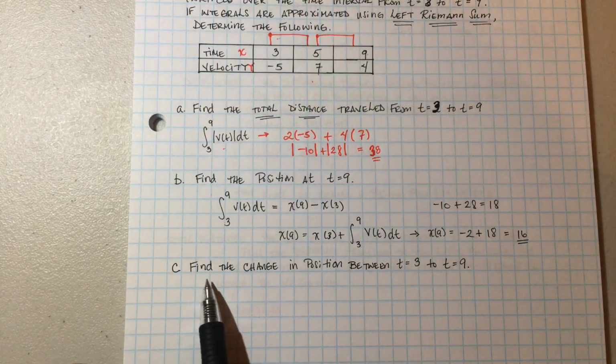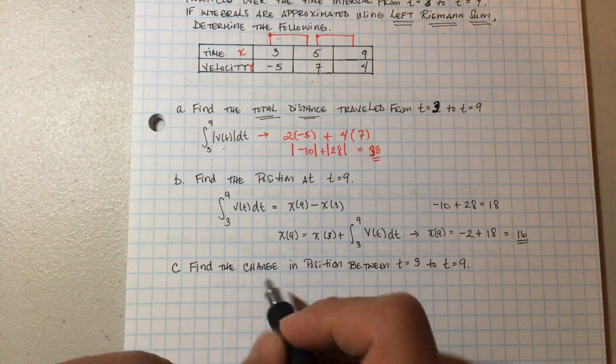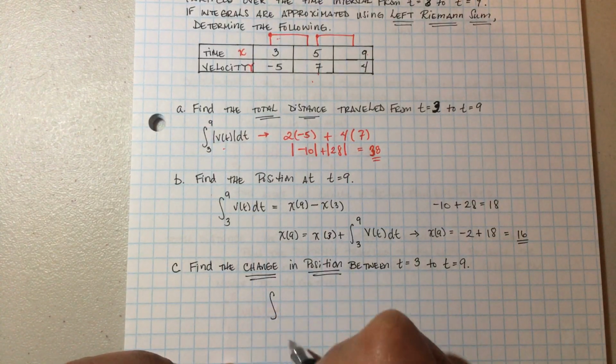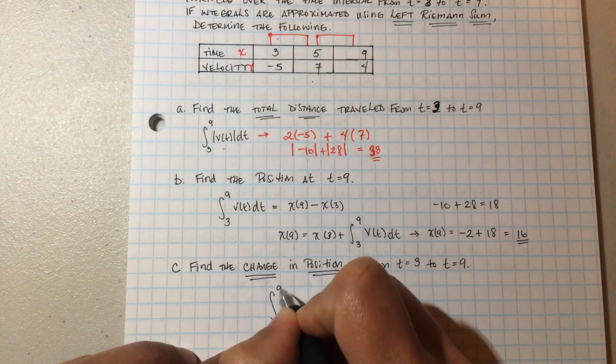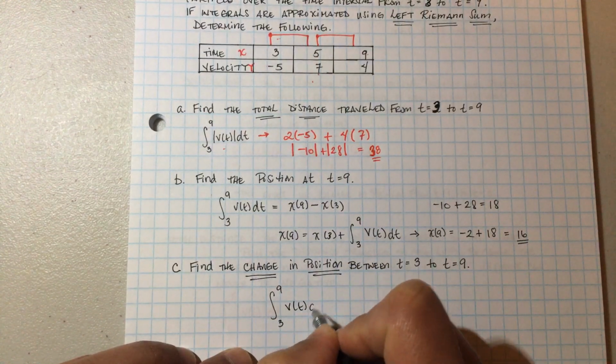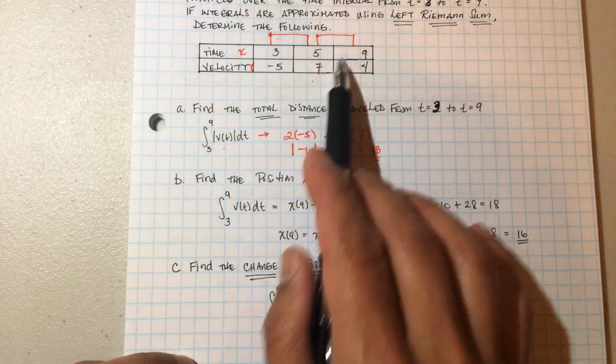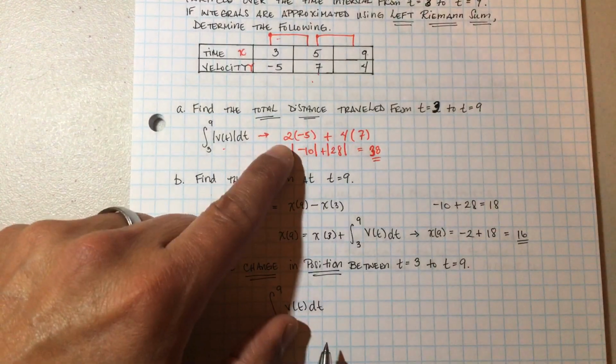All right, let's do letter C. Find the change in position. Keyword, change in position between 3 and 9. What do you do? Change in position is just the antiderivative of velocity, the integral of v(t) dt. And that's all you do. In this case, they gave us a table, so I did my left-hand Riemann sum, and we did it already.